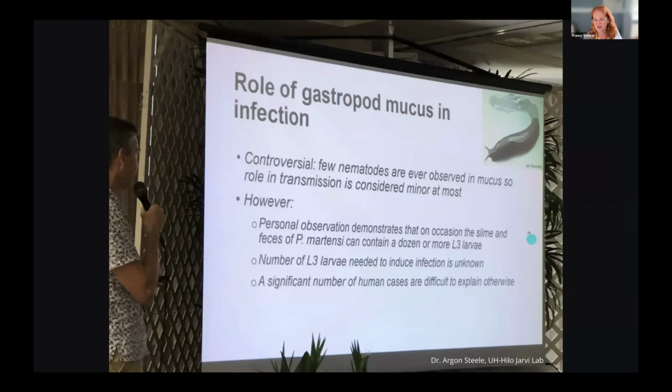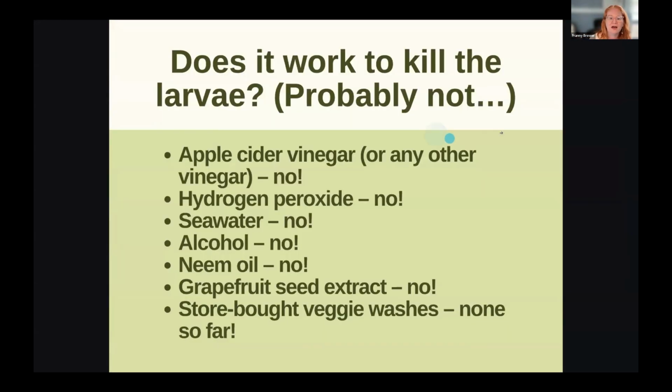Once they're dry, they're dead. But you do want to be careful: if you're washing your vegetables in the sink and you feel slime, just toss that. Just don't mess with it.